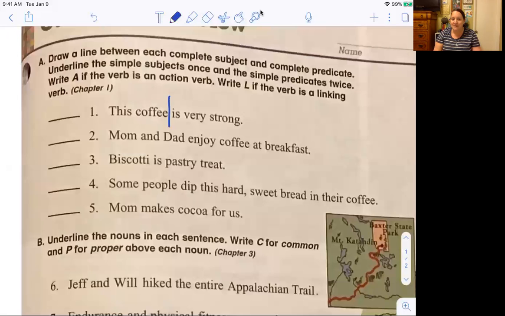Now, what's my simple subject? What's just the subject of the sentence? The subject is coffee. The predicate, or the verb, is "is." What is coffee? Coffee is. Now, is "is" an action? Can you "is" something, or is "is" a linking verb? It's linking. And saying "is" in a sentence is pretty difficult.